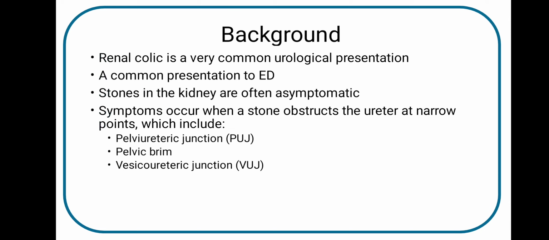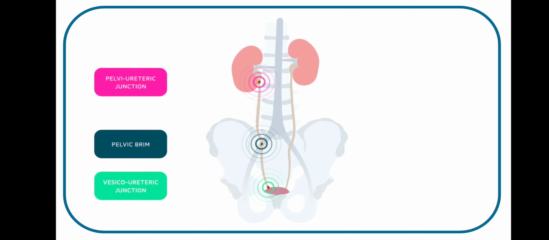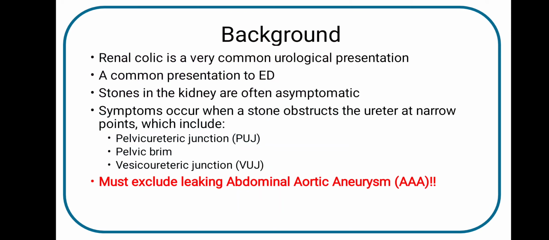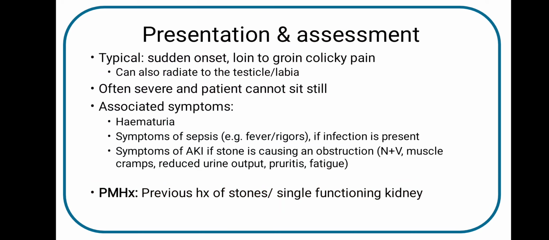stone in the ureter. And the most common locations for this obstruction are either the PUJ, the pelvic brim, or the VUJ. This is an image that shows the common locations for the obstruction, showing the PUJ, the pelvic brim, and the VUJ. Like I said, it's a very common presentation. However, you must be careful to differentiate this from a leaking triple A, that's an abdominal aortic aneurysm. You don't want to be caught missing a triple A working as a urology SHO.